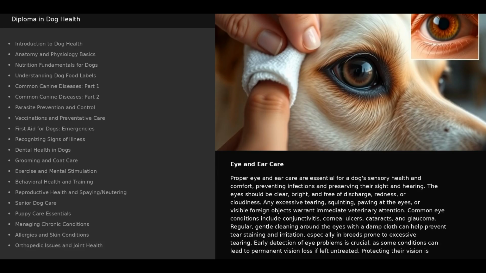Regular, gentle cleaning around the eyes with a damp cloth can help prevent tear staining and irritation, especially in breeds prone to excessive tearing. Early detection of eye problems is crucial, as some conditions can lead to permanent vision loss if left untreated. Protecting their vision is paramount.